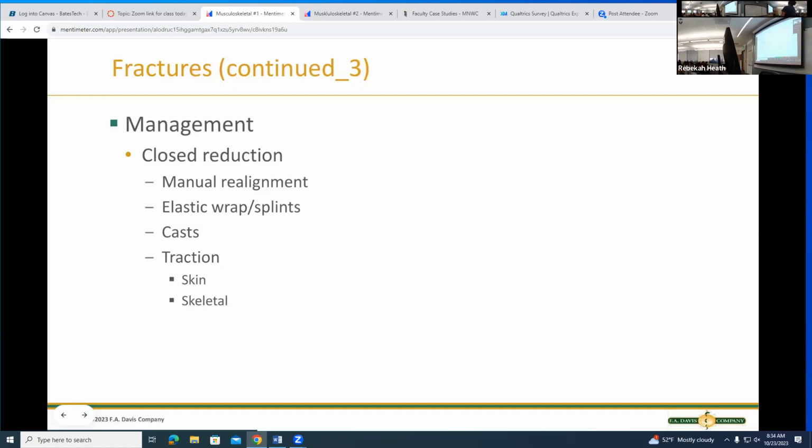We might also do something that's called traction. I talked about having maybe a femur fracture, especially when those bones have pulled apart and you have that shortening of the leg. That causes incredible pain because you can imagine those bone fragments are very sharp. And now they're digging into the muscle around there.